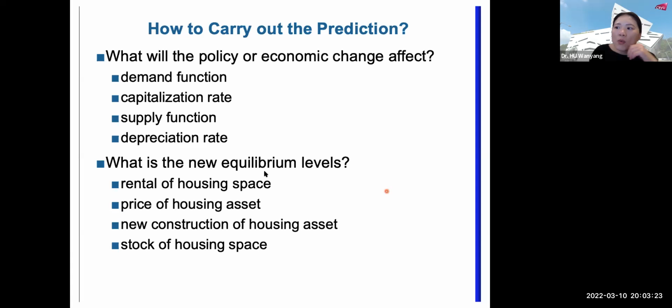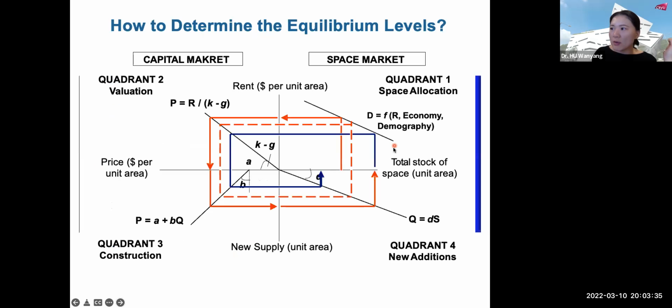And what are we going to look at in the new equilibrium? We want to look at the rent of the housing space, the price of the housing asset, the new construction of housing asset, and the stock of housing space. So basically, we want to know the new housing stock, the rent, the price, and the new construction supply. These are the four parameters we want to look at in the new equilibrium, how it moves from one equilibrium to the other.